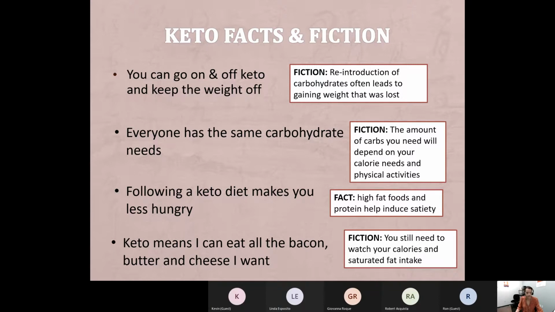And then true or false, keto means I can eat all the bacon, butter, and cheese I want. Definitely fiction because we still need to watch our calorie intake and definitely the saturated fat intake. Many people in our program have a high cholesterol or hypertension or a family history of heart disease. So keto can be problematic if that is your case.